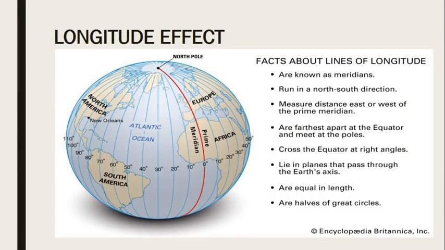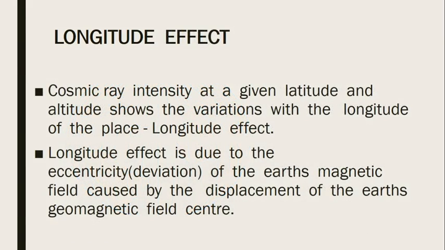So what are longitudes? They are also known as meridians, which start from the North Pole and end in the South Pole, and they are equal in length. So these are the lines of longitude. Now what is meant by longitude effect? The intensity of cosmic ray at a given latitude and altitude varies. This phenomenon is known as the longitude effect.